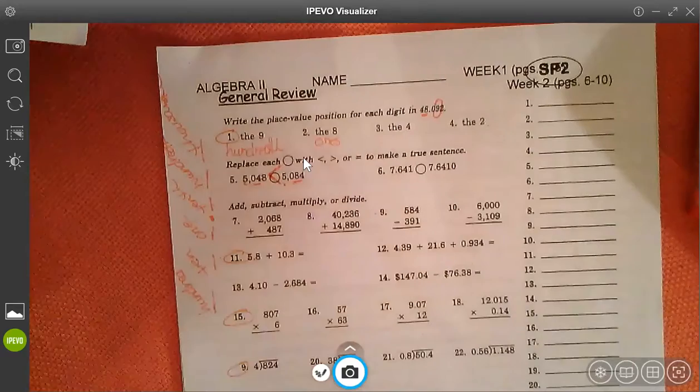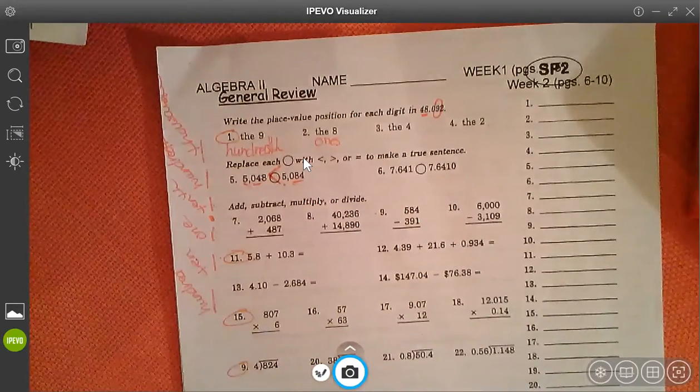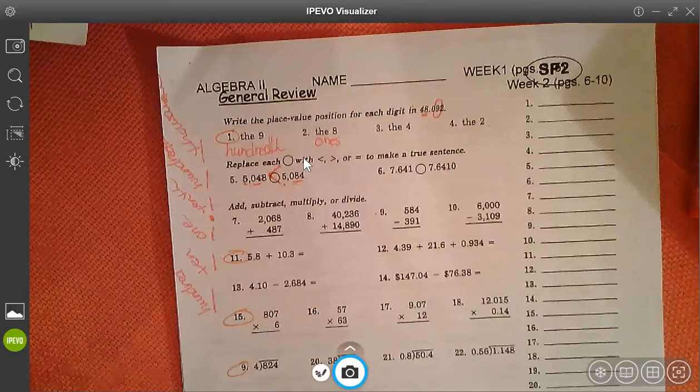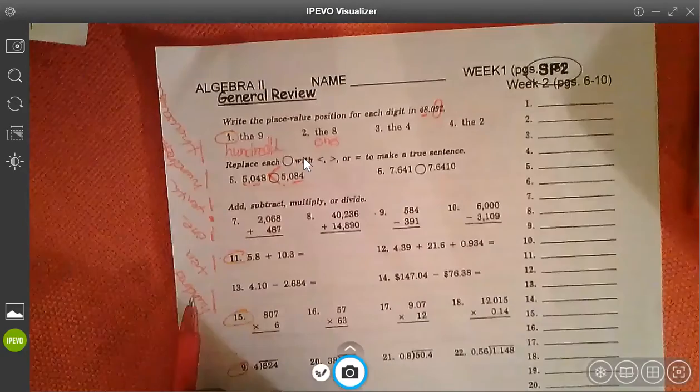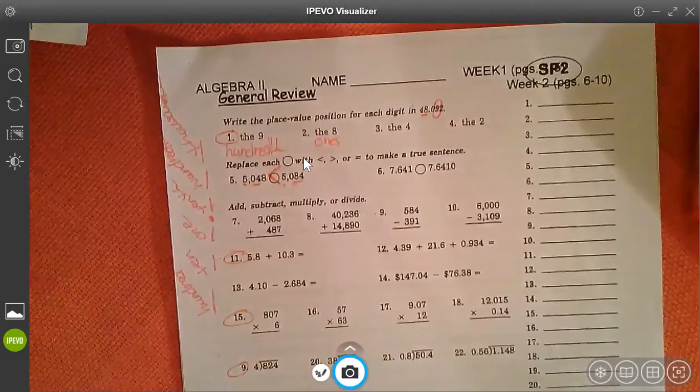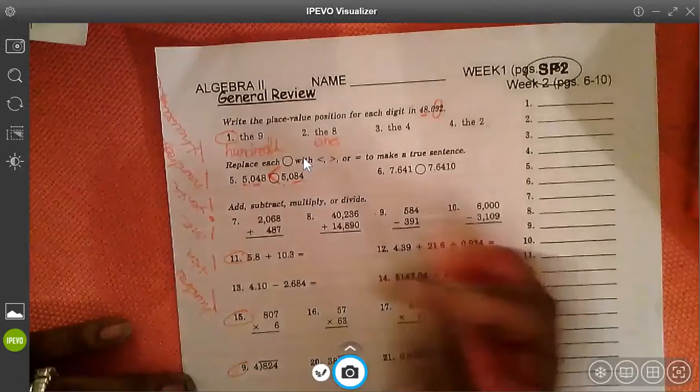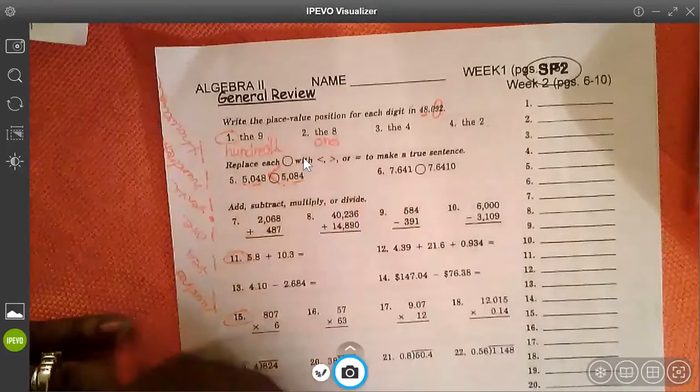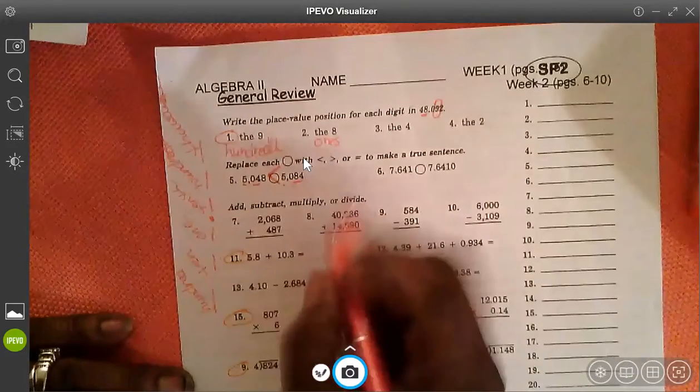8,084. So moving right along to the next section, we are adding, subtracting, multiplying, and dividing decimals. I'm sorry, these are not even decimals, so we're just adding, subtracting, multiplying, and dividing. Looking at these numbers, let's just look at number 11, which is one of the more complicated ones sometimes for us, because we have to line the decimals up when we're adding.